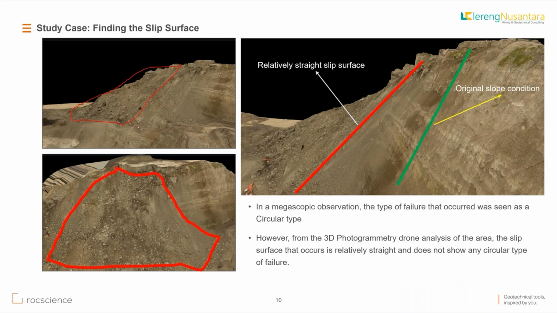In a quick view, or in megascopic observations, the type of failure that occurred was seen as a circular type. However, after we did some 3D photogrammetry analysis using a drone, it can be seen in this red line that the slip surface is relatively straight and does not show any kind of circular failure type. Next.